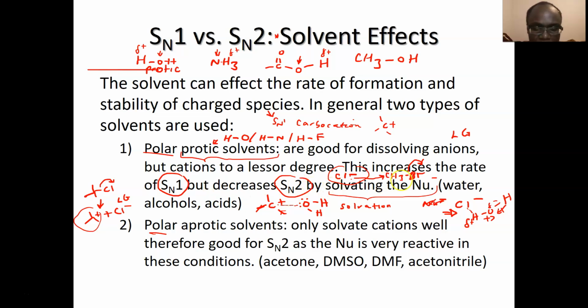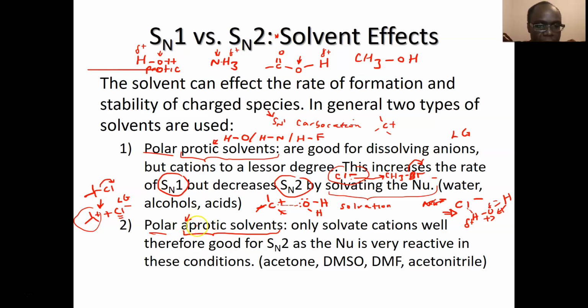So that's how protic solvent disfavors Sn2, because it traps the nucleophile, but it favors Sn1 because after formation of the carbocation you get a leaving group which you don't want to go back, so you use the solvent to trap it. Now the other type of solvents is polar aprotic solvents.